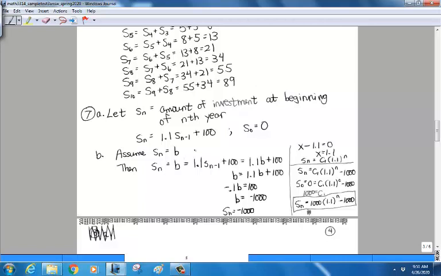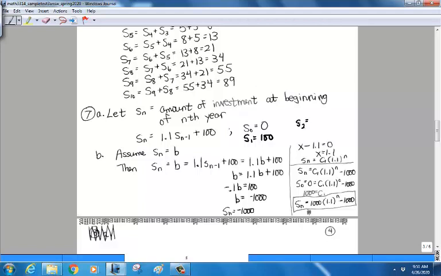Okay. So S sub 1, of course, would be 100. Because at the beginning of the first year, we invest $100, and that's all that we have at the beginning of the first year. Now, however, for later years, it's a little bit trickier to determine these values.